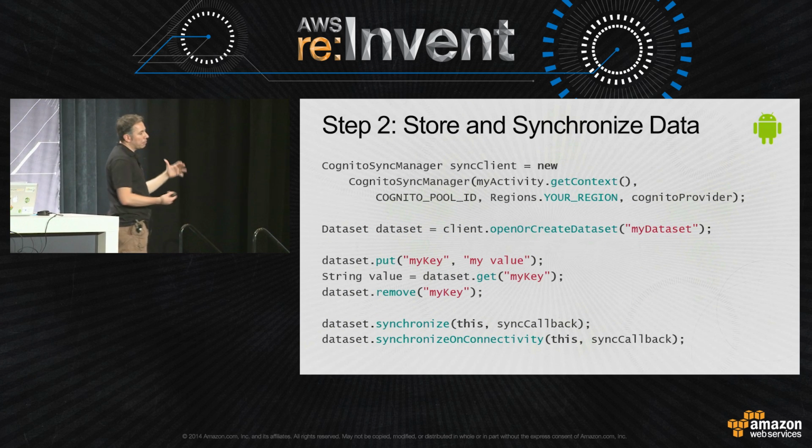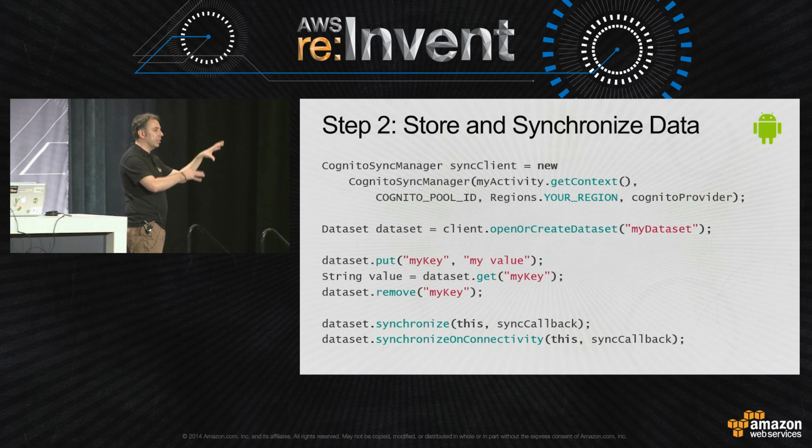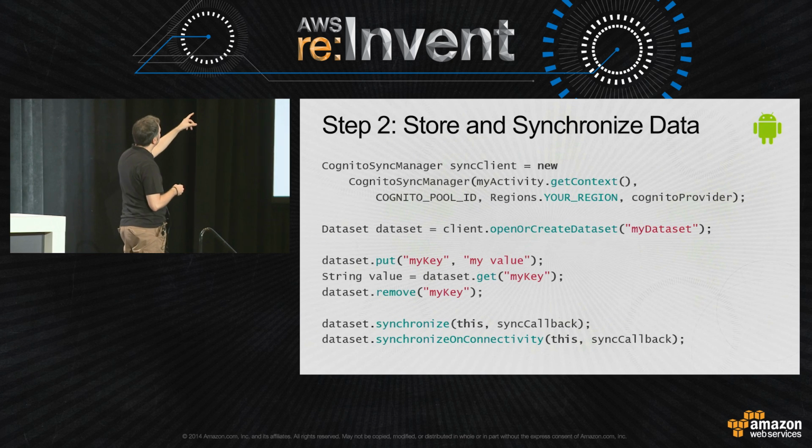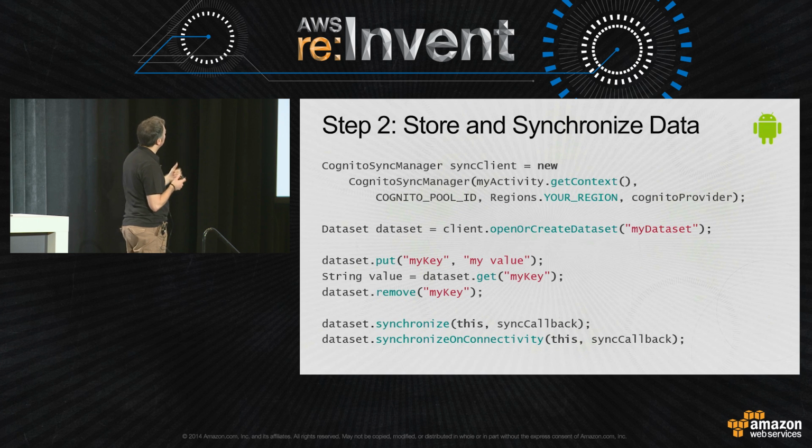So this first part was Cognito identity. Now we see how the code works for the Cognito synchronization system. You get the sync client, the Cognito sync manager, passing your Cognito pool ID, your region, and the Cognito provider. Actually, last week we did an update, so you don't need to specify the Cognito pool ID in this call anymore. You can just call the Cognito provider. It was redundant information, so this has been shortened a little bit.